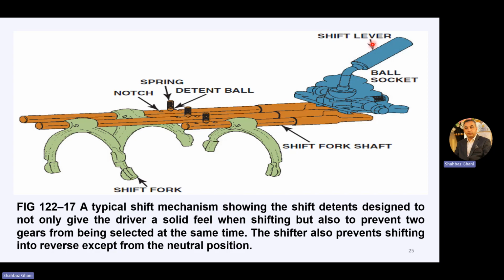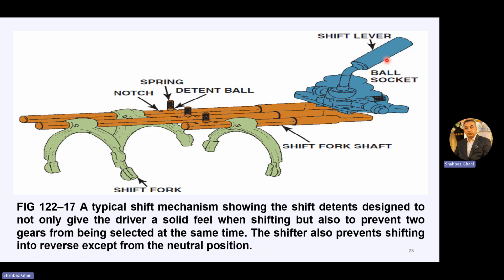Let's see, this is your gear shifting lever. You have a ball socket arrangement, and this is your shift fork shaft of different gear. This is the shift fork. These are the springs and detent balls which move this shift fork and engage it. A typical shift mechanism shows the shift detent designed to not only give the driver a solid feel when shifting, but also to prevent two gears from being selected at the same time. The shifter also prevents shifting into reverse except from the neutral position.